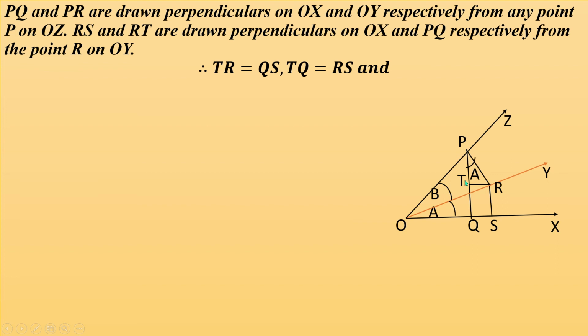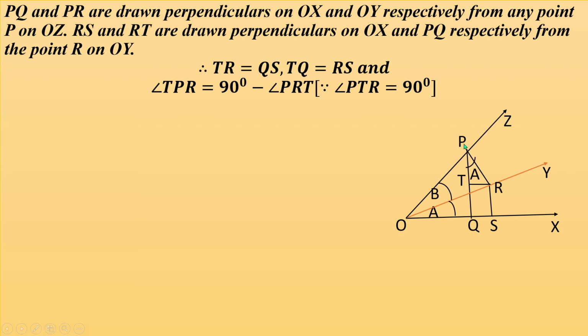And here angle TPR, we can write, is equal to 90 degrees minus angle PRT, because angle PTR is equal to 90 degrees. Clear? So in right angle triangle PTR, angle TPR is equal to 90 degrees minus angle PRT. Clear? That means, as angle PTR is equal to 90 degrees.